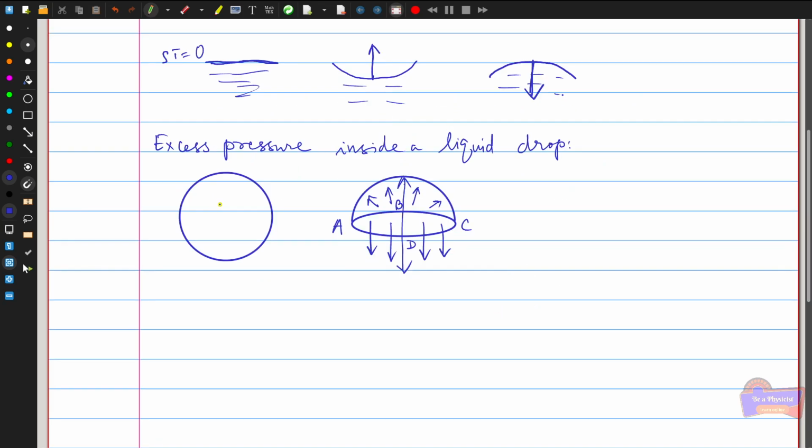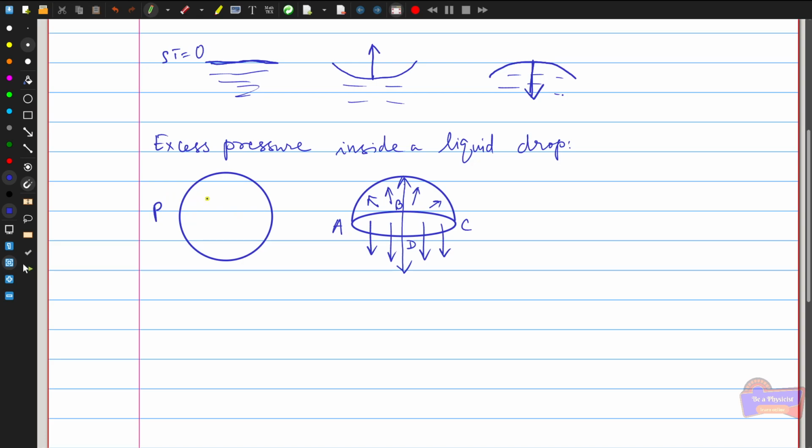In order to find the excess pressure, we are going to consider a spherical liquid drop which has a convex shape as shown in this figure. A molecule near the surface of the drop experiences a resultant force acting inwards due to the surface tension, as shown. Therefore, the pressure inside the drop must be greater than the pressure outside this liquid drop or soap bubble. Let us consider this excess pressure inside the liquid drop over the pressure outside as P.